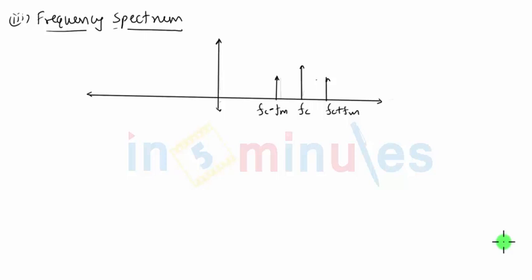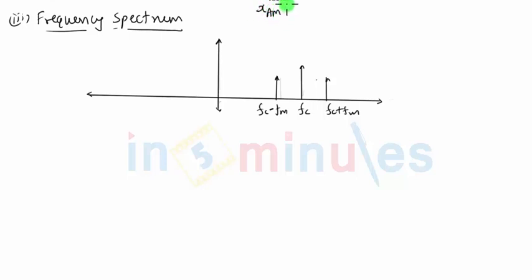Hello everyone, we will now discuss the next point about the double sideband full carrier signal, which is its frequency spectrum. Frequency spectrum is nothing but the frequency domain representation of the signal which is represented in the time domain. It can be obtained by simply taking the Fourier transform of the time domain signal.